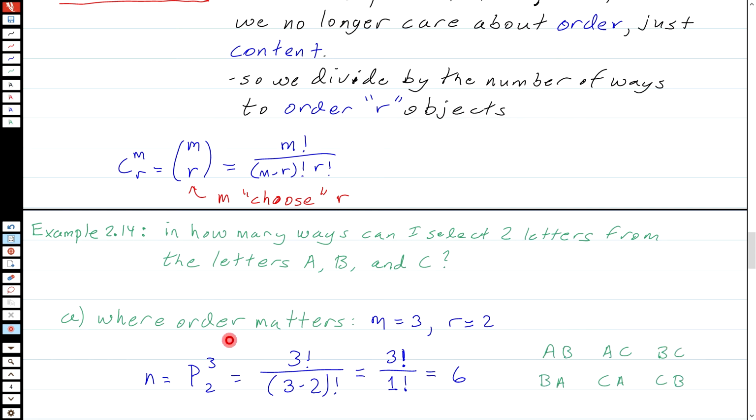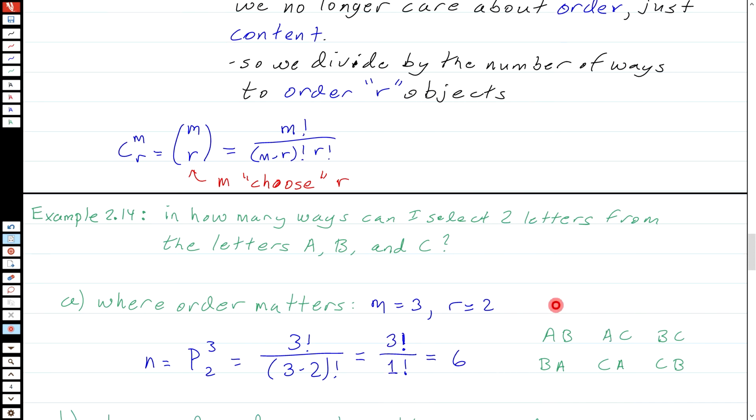We use our formula where we're selecting from 3 letters, A, B, and C, and we're selecting 2 of them. So R is 2, M is 3. So the number of permutations of 2 selected from 3 is 3 factorial over (3 minus 2) factorial, which is 3 factorial divided by 1 factorial, which is 3 times 2, which is 6. And that's what we see over here.